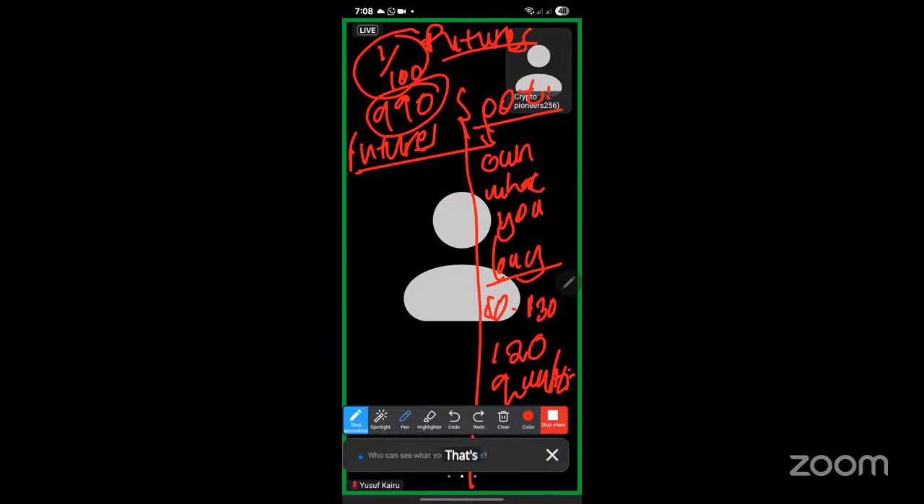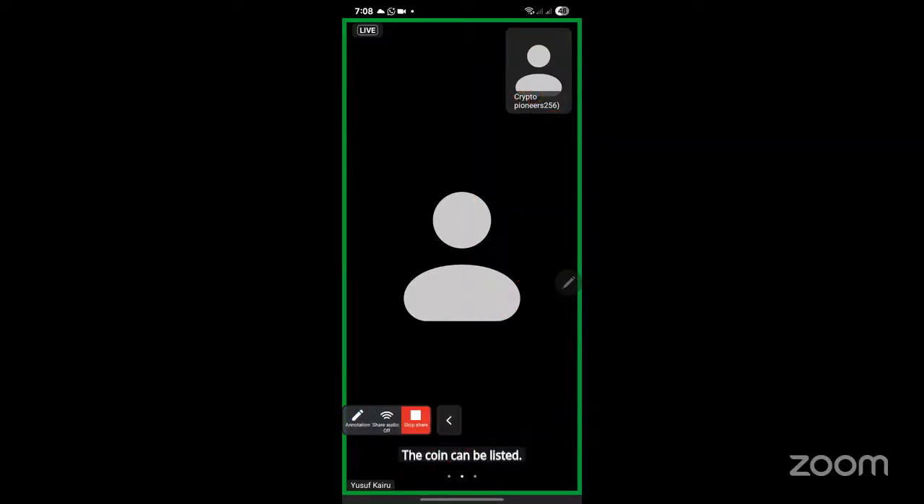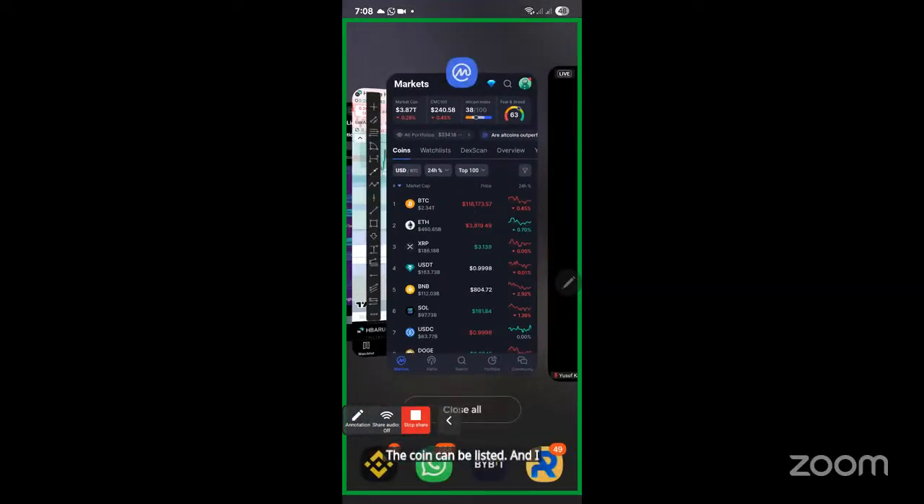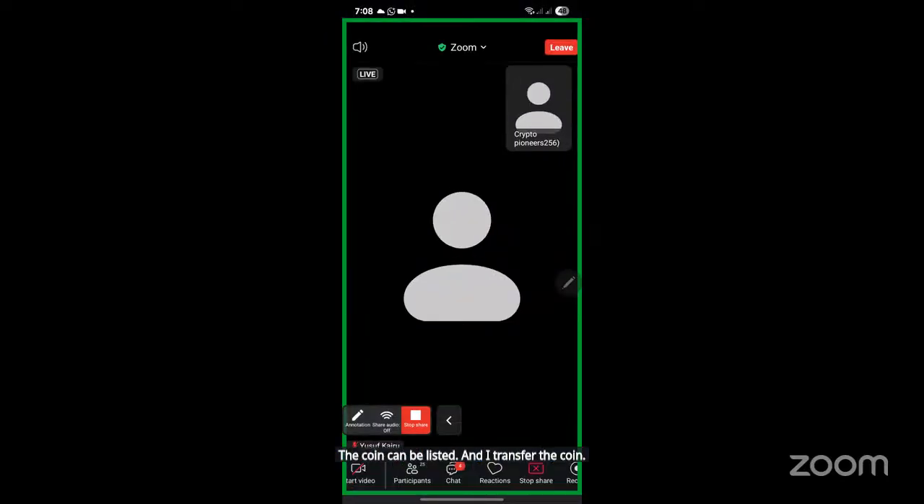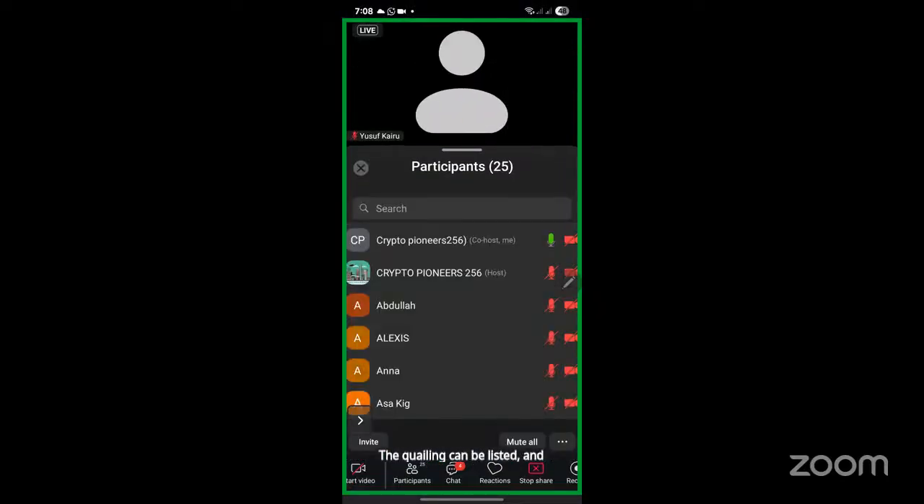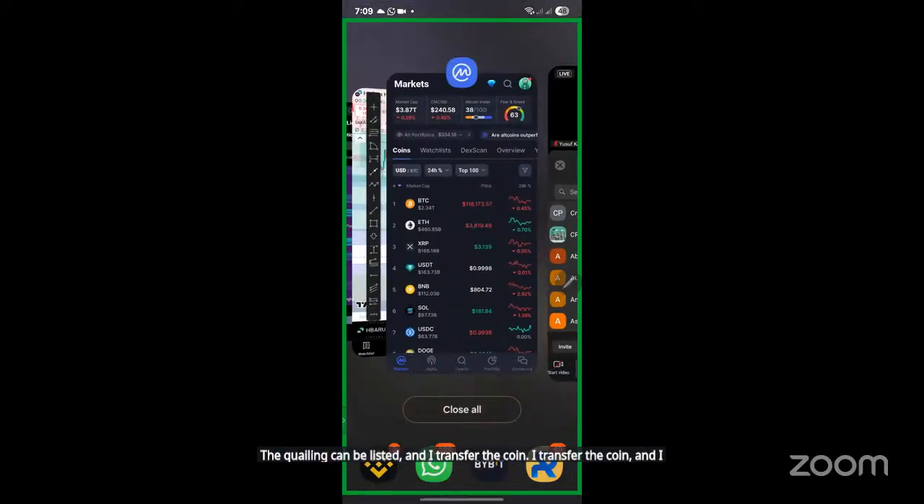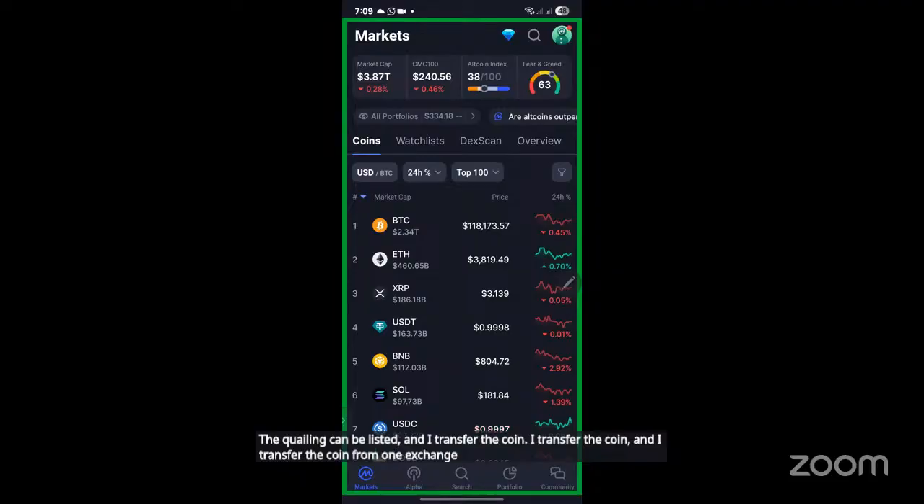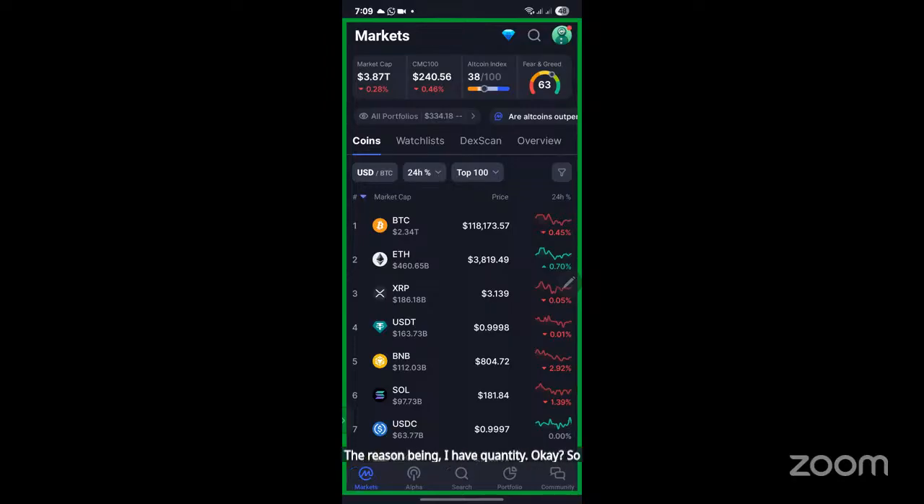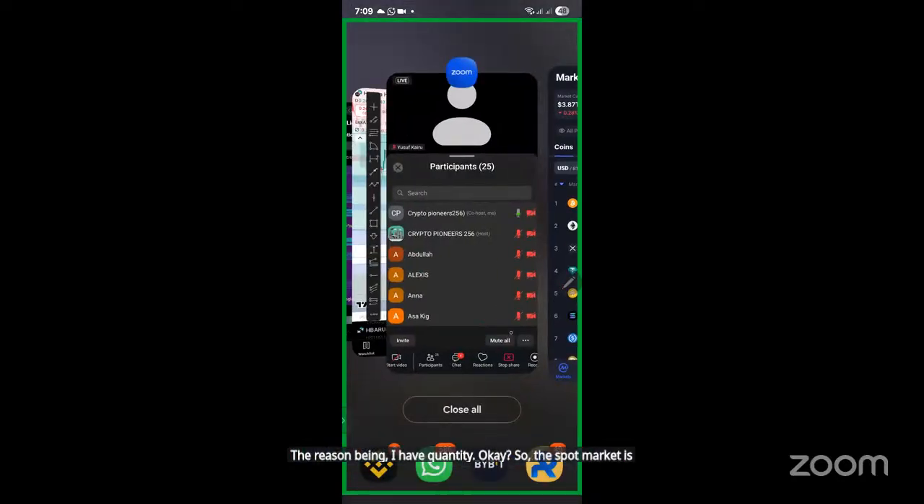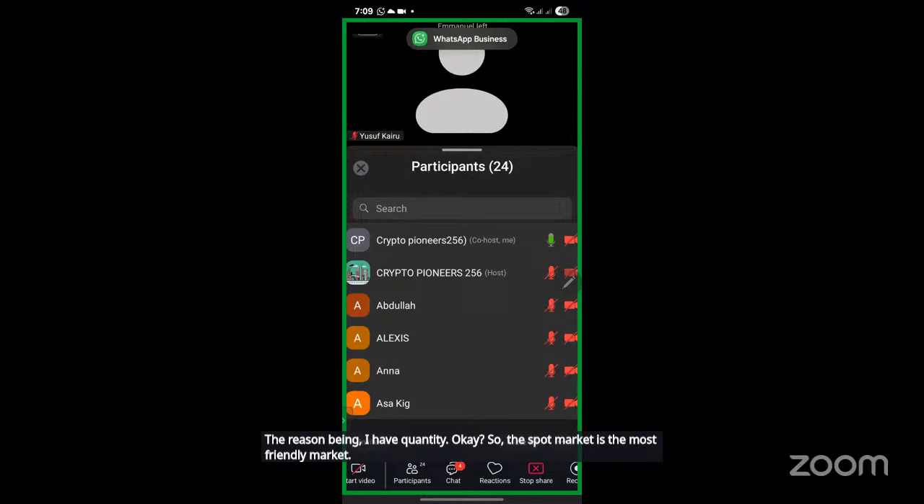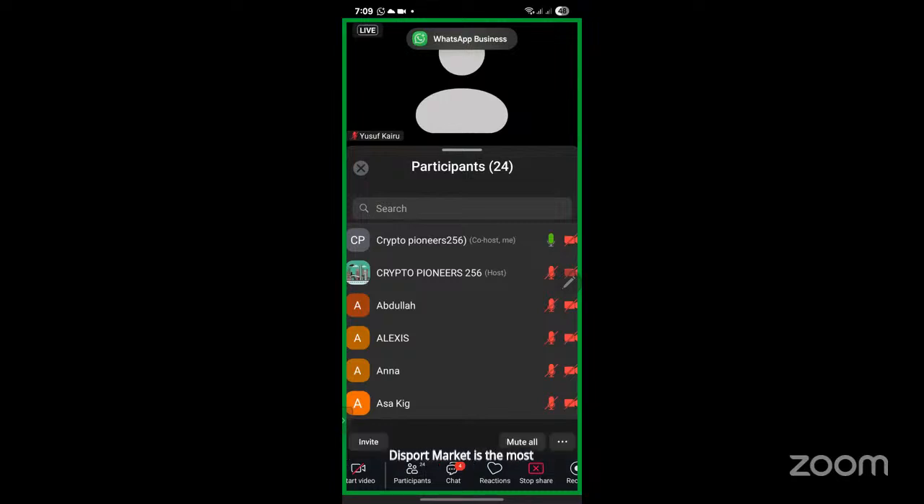That's why a coin can be listed and I transfer that coin from one exchange to another. Reason being, I have quantity, okay? So the spot market is the most friendly market.